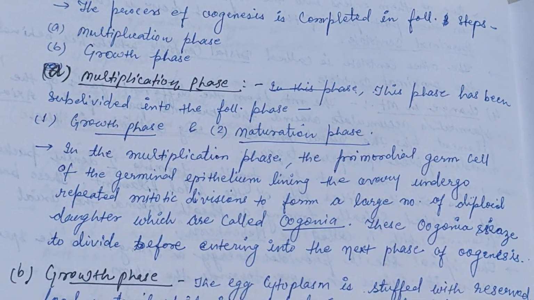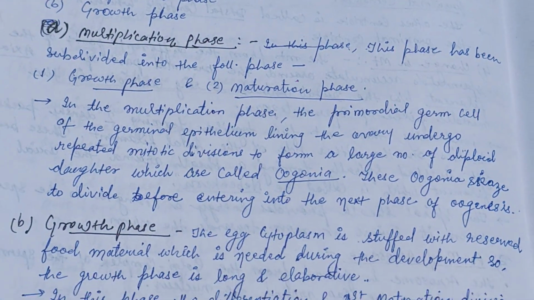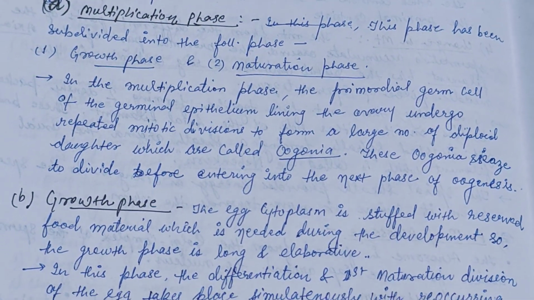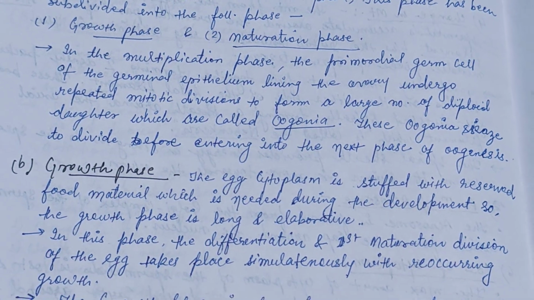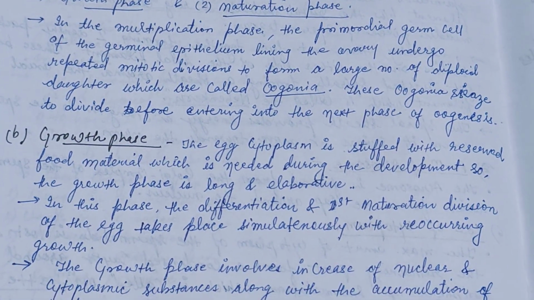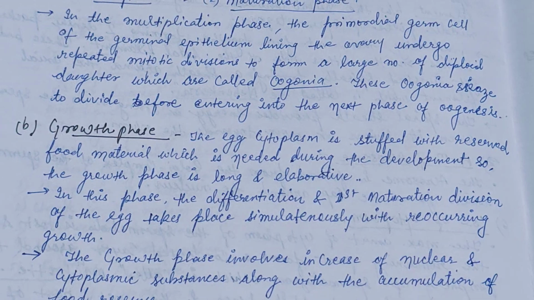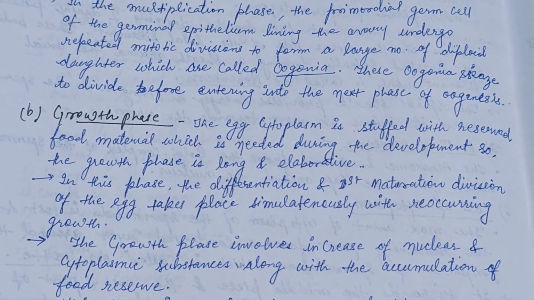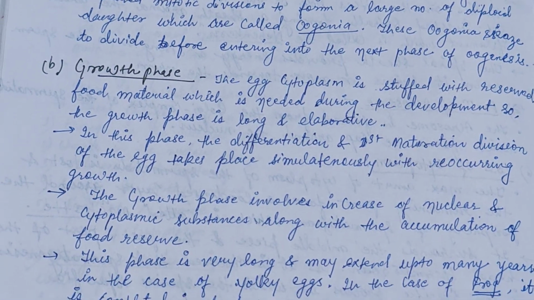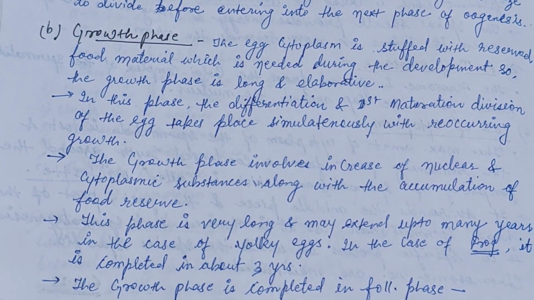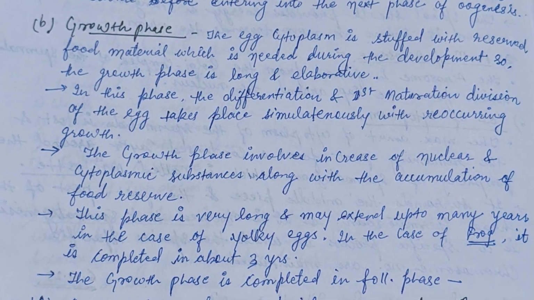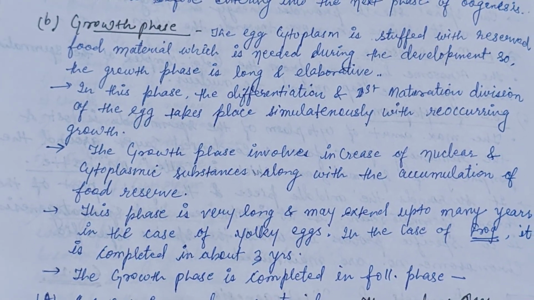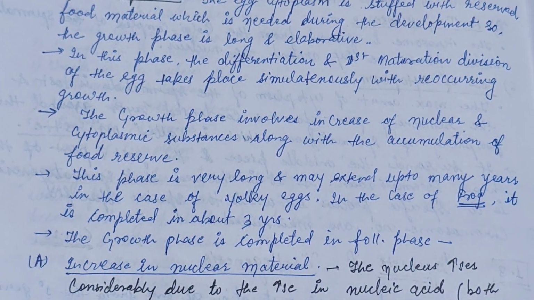That is, first is the multiplication phase, then the growth phase, and then the maturation phase. In the multiplication phase, the primordial germ cells of the germinal epithelium lining the ovary undergo repeated mitotic division to form a large number of diploid daughter cells, which are called the oogonia. In the growth phase, the egg cytoplasm is stuffed with reserved food material needed during development, so the growth phase is long and elaborate.